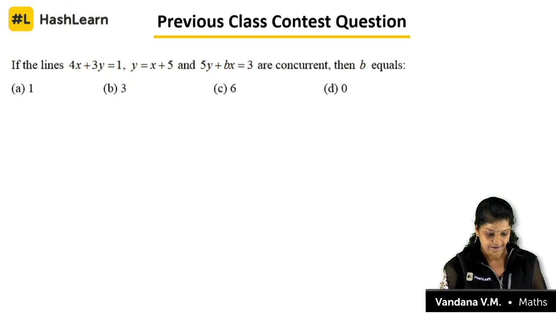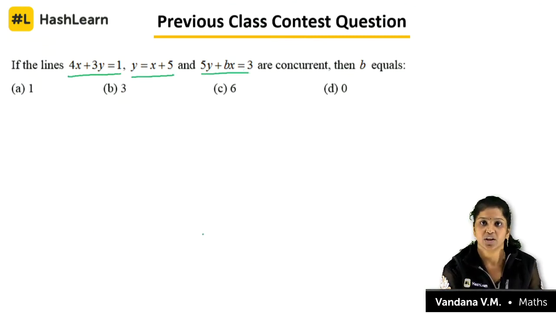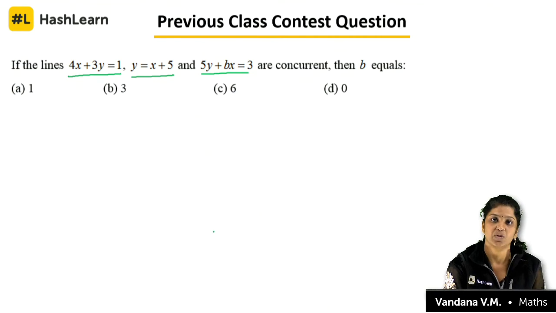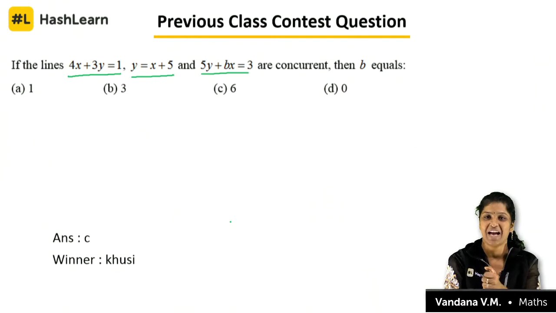Yes. Next, the previous class contest question. These 3 lines are concurrent. Concurrent means what is the shortcut? What ma'am said? The determinant value must be equal to 0, and you just equate to that, then you will get the B value. So the answer is C, and the winner is Kushi. Give her a big round of applause. Kushi, congratulations. You will get 1 autumn session free.